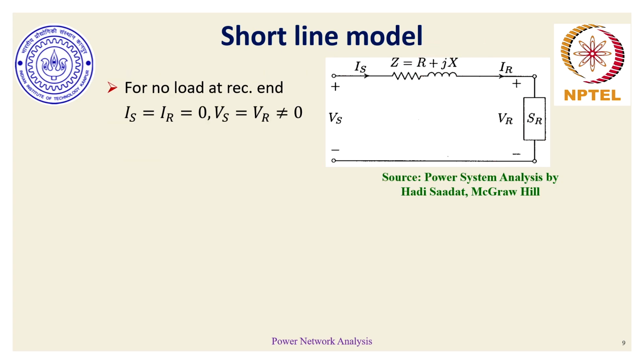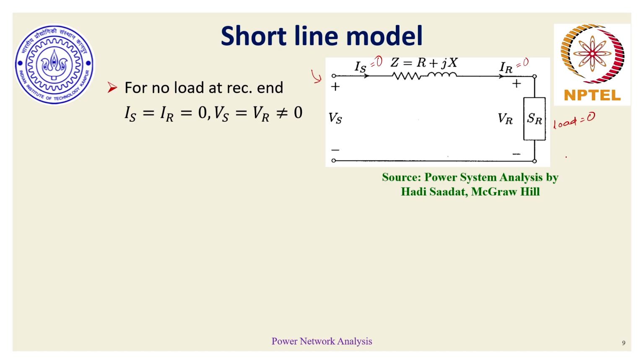Regarding the aspect that I was talking about in terms of Z parameters, what we see here is that if there is no load at the receiving end, that means IR is 0. That would also mean that IS is 0, and having no load at the receiving end doesn't mean that sending end and receiving end voltages are 0. The source might still be present on the sending end.